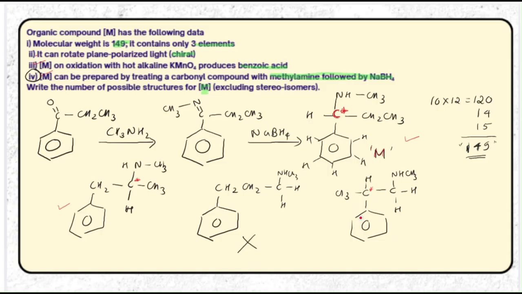So what are the possible M structures we have written so far? 1, 2, 3. If you want to try some other structures, definitely you can go ahead and try. But for me, these are the 3 structures I got for M. The number of possible structures for M here is 3.